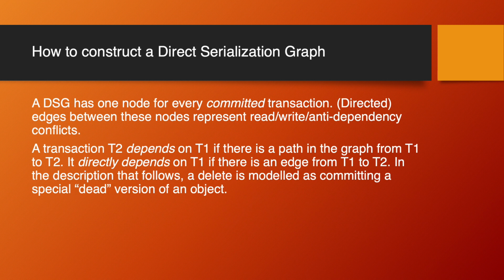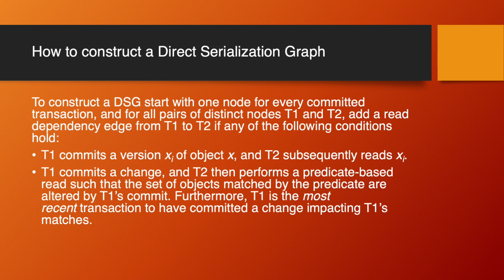A DSG has one node for every committed transaction. Directed edges between these nodes represent read, write, and anti-dependency conflicts. A transaction T2 depends on T1 if there is a path in the graph from T1 to T2. It directly depends on T1 if there is an edge from T1 to T2. In the description that follows, a delete is modeled as committing a special dead version of an object.